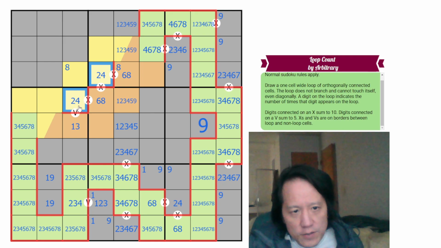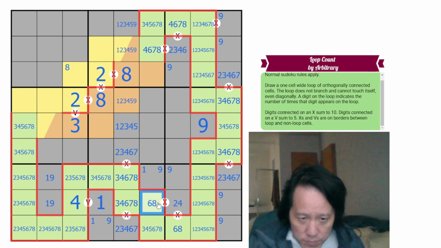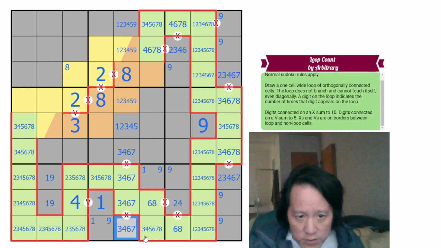So say these were not on the loop, therefore this is on the loop, therefore this would have to be a 3. This would be a 2. This would be 8, 2, 8. This would be 4 and 1, which would force this to be... this cannot be 2 and 8. This can't be 8 and 2. This can't be 8. Therefore, this is 3, 4, 6, 7. This would have to be on the loop.